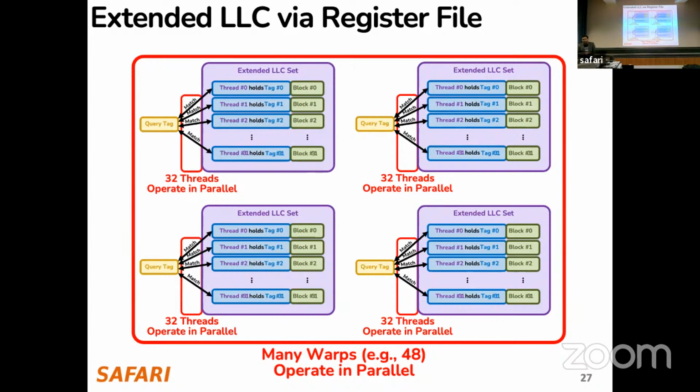Threads operating in parallel within a warp, and then many warps operating, so this could be as many as 48 in reality, operating in parallel, serving requests to different LLC sets. So these 2 levels of parallelism give us really high efficiency in this extended LLC kernel.